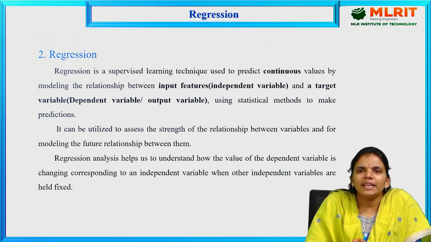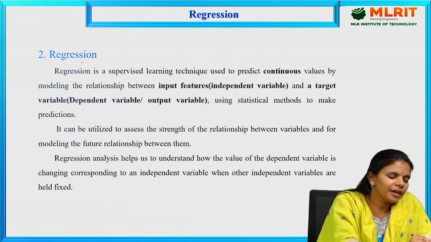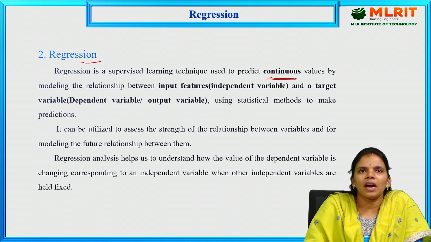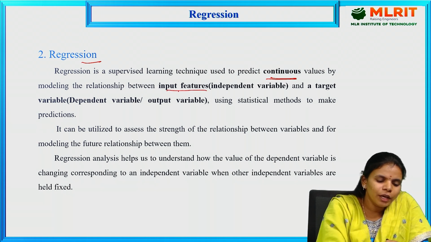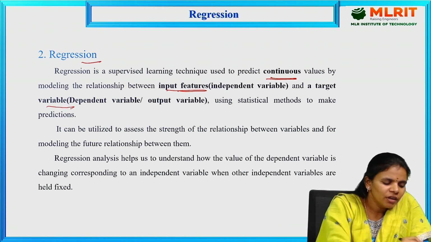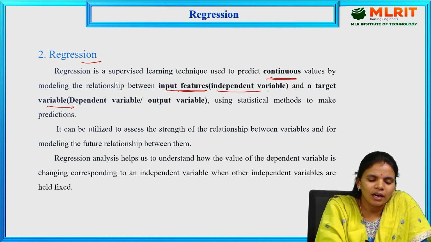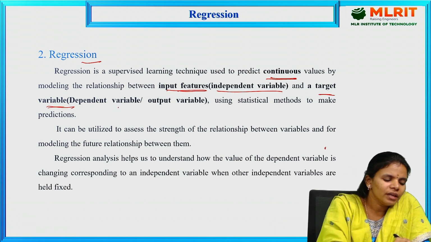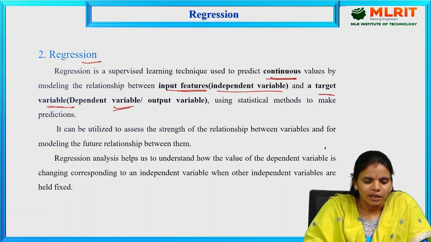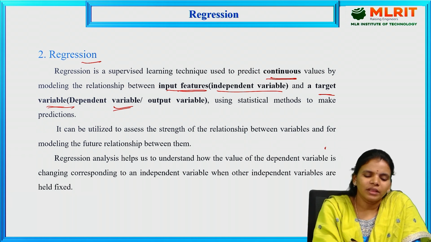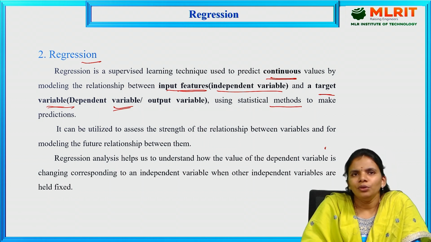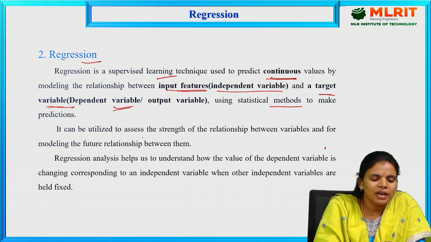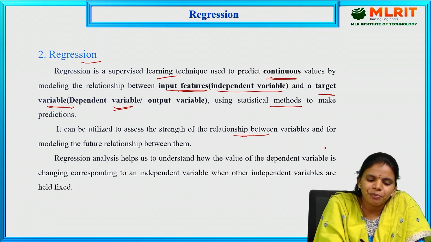So coming to the next type of supervised learning technique, that is regression. Regression is a supervised learning technique which is used to predict continuous values by modeling the relationship between input features and the output features. Here the input features are independent values in the data set, and the output features are the target values or the dependent variables in the data set. By using statistical methods or statistical operations, you are going to predict the output for this regression type of problems. So this regression can be utilized to assess the strength of the relationship between your variables.